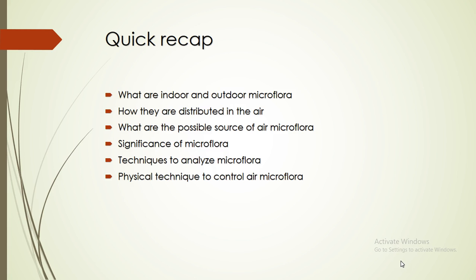Now we have a quick recap. We can now easily distinguish between indoor and outdoor microflora, what types of organisms are present in indoor and outdoor microflora, and how they are distributed in air at different heights, soil, water, air. What are the possible sources of air microflora, as we have seen: from soil, from water, from humans, and in humans, droplets, droplet nuclei, and then infectious dust.